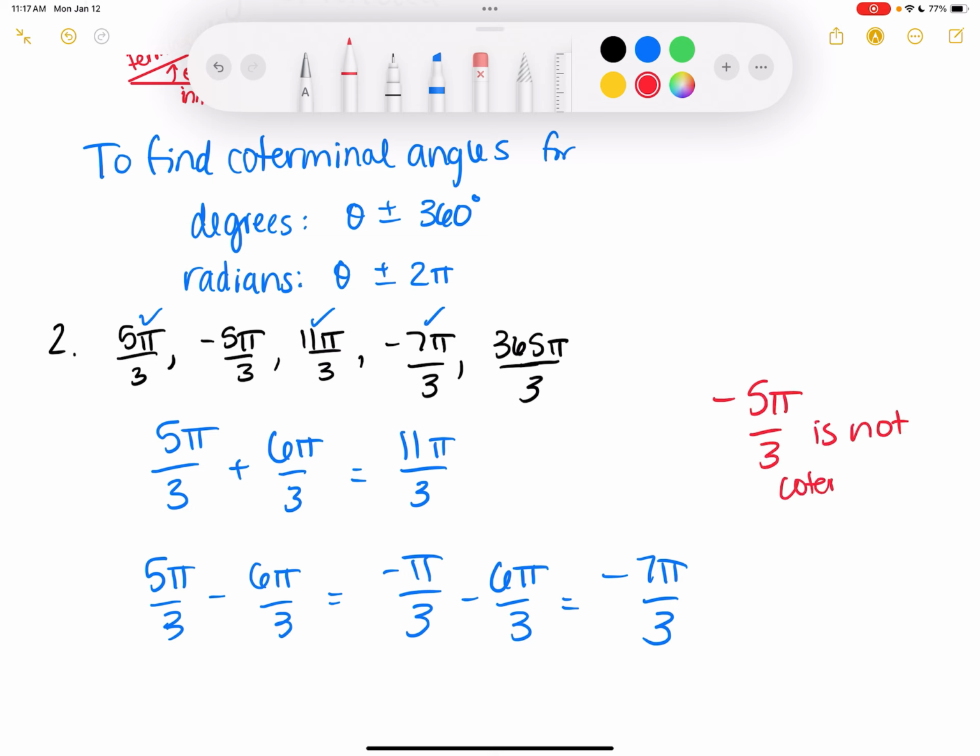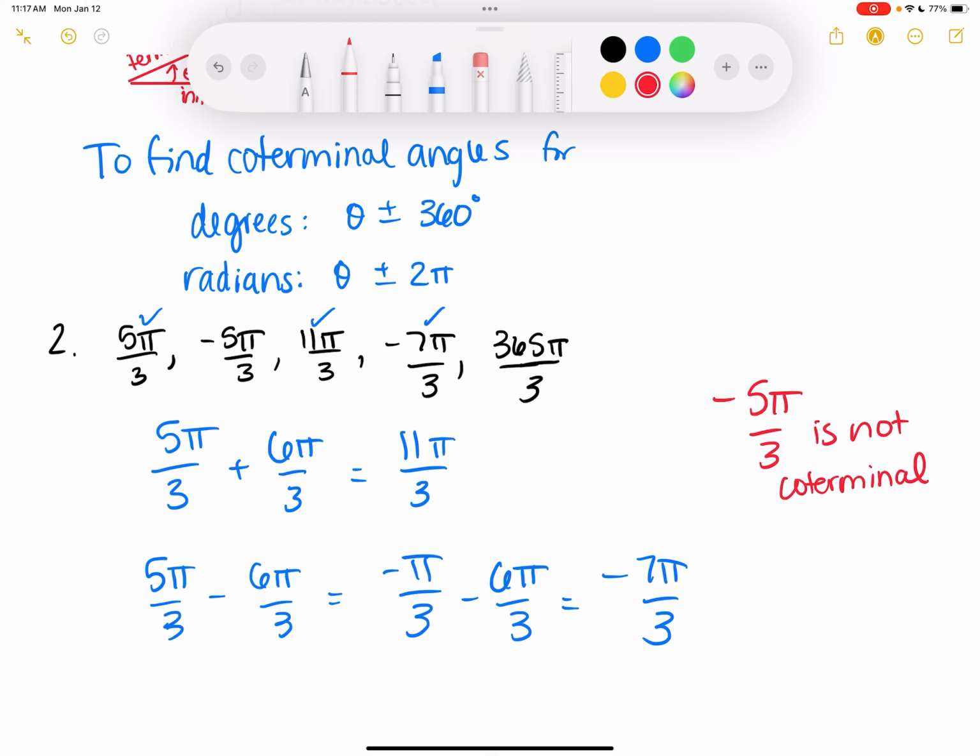Wait, why not? But 365 pi over 3 is coterminal? Yeah, it will be. Because I know that one of them is not, and if I know that this one is not, then that means this one has to be. I just don't feel like adding increments of 6 pi over 3 to get to 365.